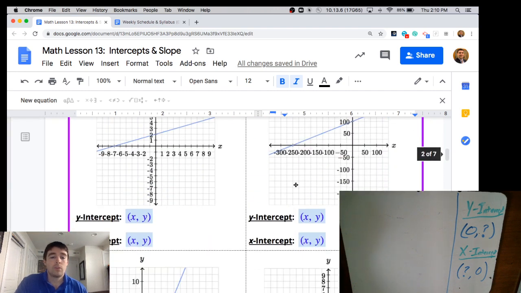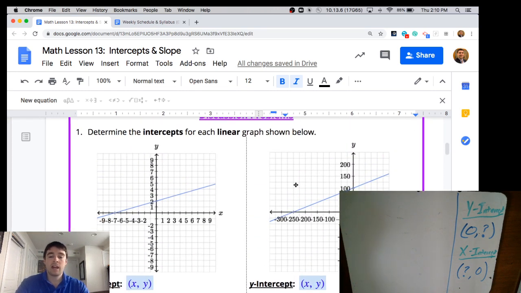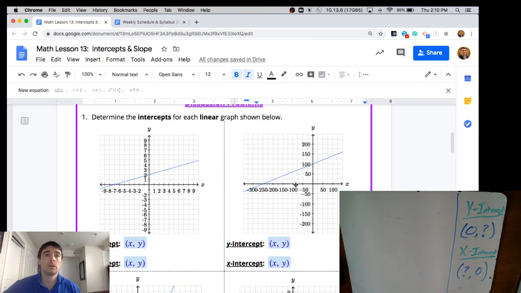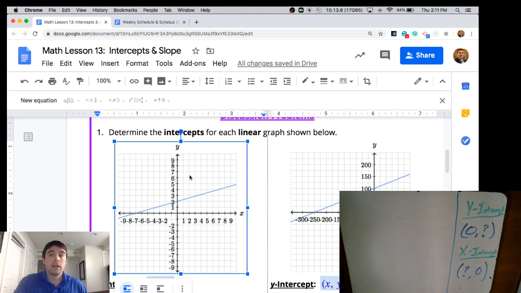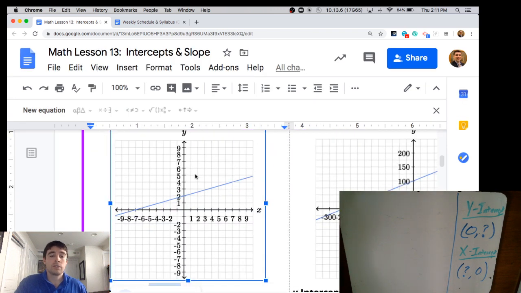Alright, so for our first problem here, they ask us to determine the intercepts for each linear graph shown below. The y-intercept is something we talk about a lot. The x-intercept is related to that concept. For now, we're going to be finding both of them. For this first problem, I'm going to go ahead and zoom in on that graph a little bit, so it's going to take a second to load as we zoom in. We're asked to find the y-intercept and the x-intercept for this first graph.